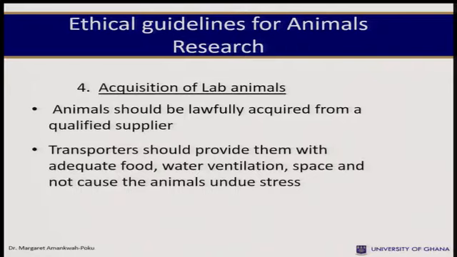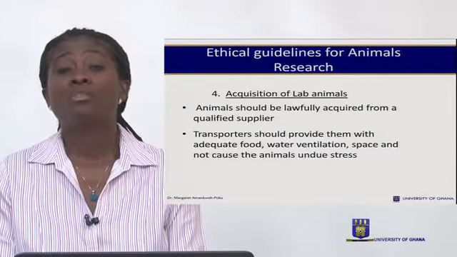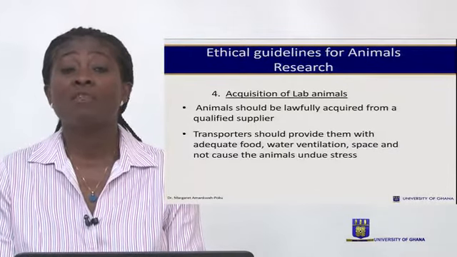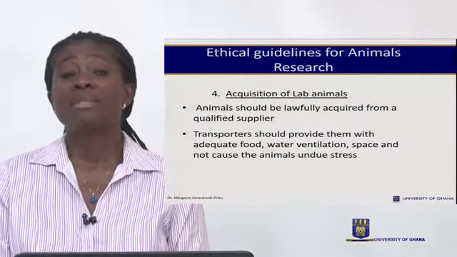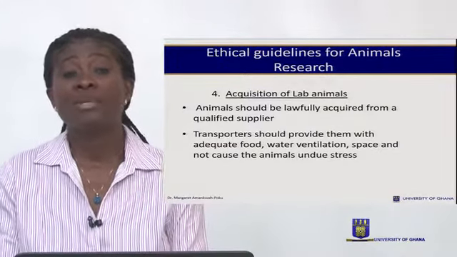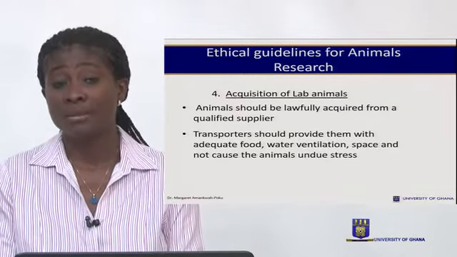The other guideline has to do with the acquisition of laboratory animals. This guideline says that the animals should be lawfully acquired from a qualified supplier. So make sure that if you are testing animals, you obtain them from a qualified supplier. Not just stand by the roadside and buy some pigeons or some puppies, etc., and go and study them. That is wrong.